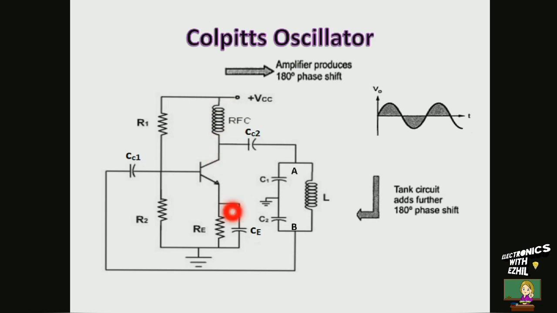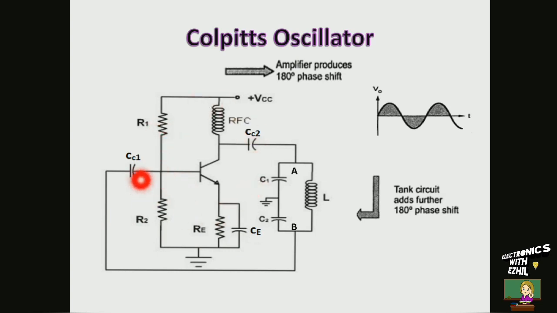CE is the emitter bypass capacitor which is used to avoid the negative feedback given to the circuit. CC1 and CC2 are the coupling capacitors. CC2 is used to couple the output of the transistor amplifier to the feedback network, whereas CC1 is used to couple the feedback signal to the input of the transistor amplifier.